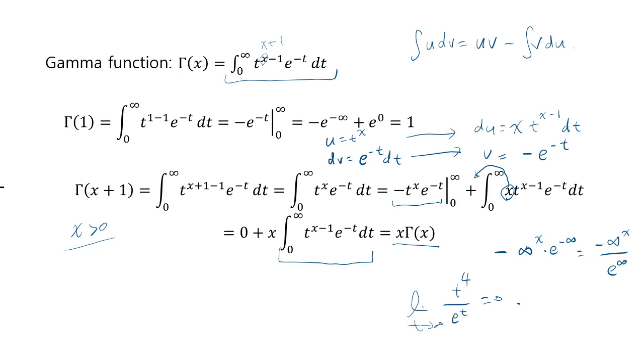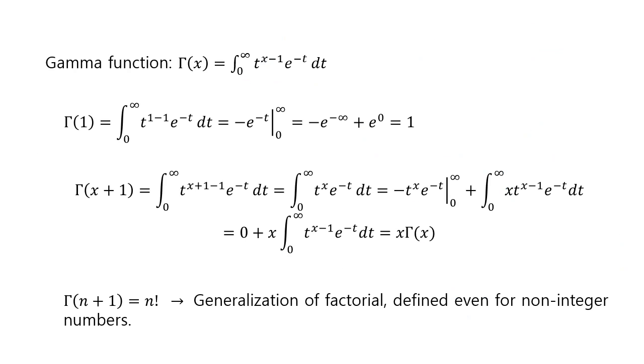So the final result is that gamma of x plus 1 is the same as x times gamma of x. Now these two results that we just figured out have a very important implication, which is that gamma of n plus 1 is equal to n factorial. Let's see why that is.